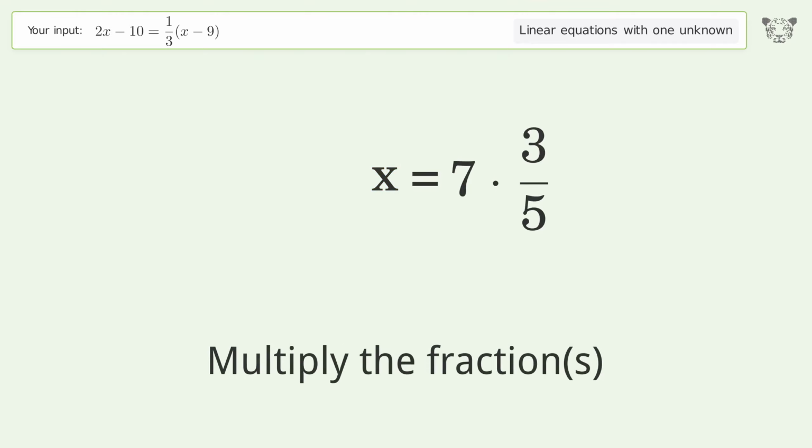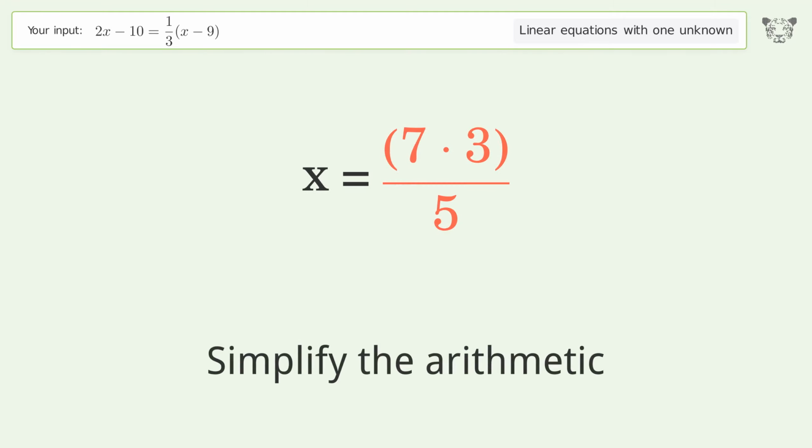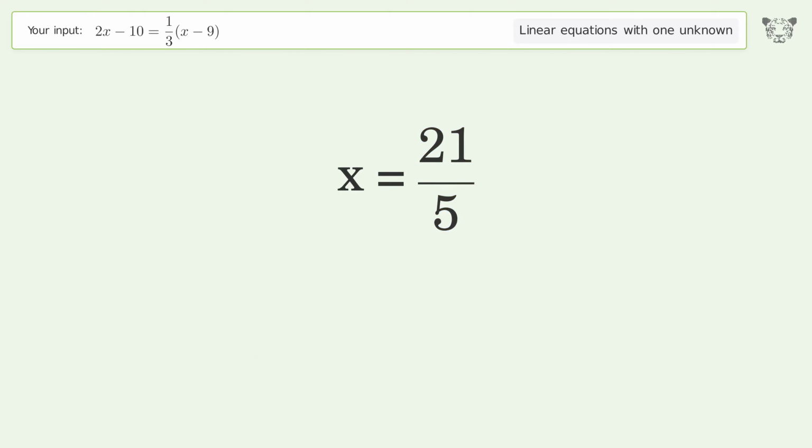Multiply the fractions. Simplify the arithmetic. And so the final result is x equals 21/5.